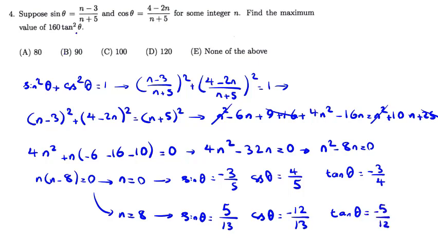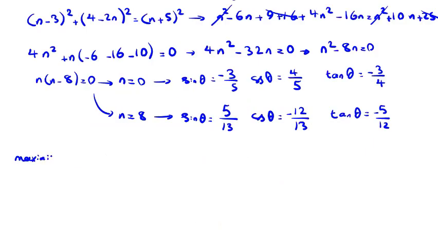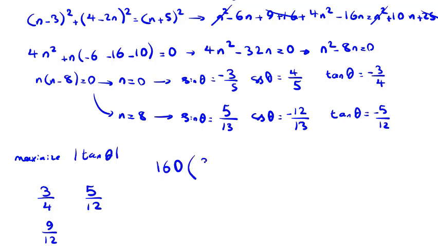So let's check which of them is greater, 3 over 4 or 5 over 12. Now here it will be 9 over 12, multiplying both numerator and denominator by 3. So this one will be greater. So the answer is 160 times negative 3 over 4 squared, which will be 160 times 9 over 16. Sixteen divided by 16 leaves 10 here. So the maximum answer equals 90. So it will be choice B.